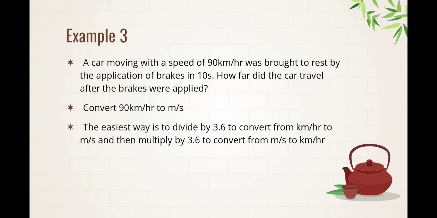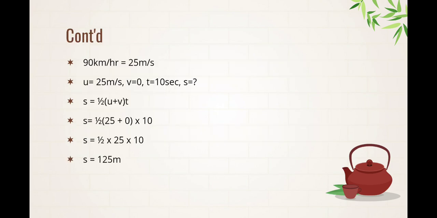Some people might be saying, why am I using a very fast method? If you are doing JAMB, one of the things you must take note of is time. And for those that will still be doing physics, chemistry, and mathematics, you must not joke with time. So whenever you want to do the conversion, do the fast method so that you won't waste your time. When we divide 90 by 3.6, it gives us 25 meters per second.